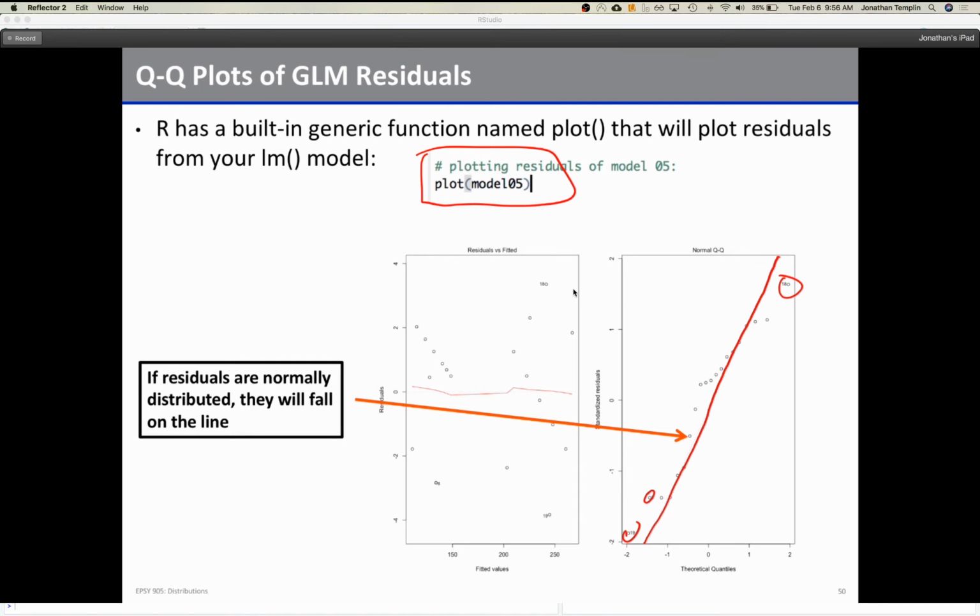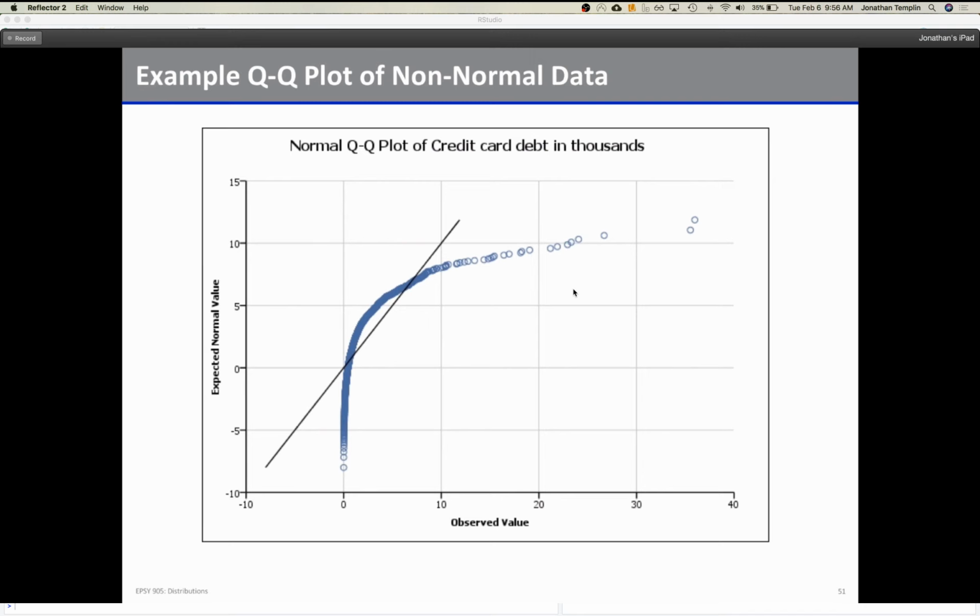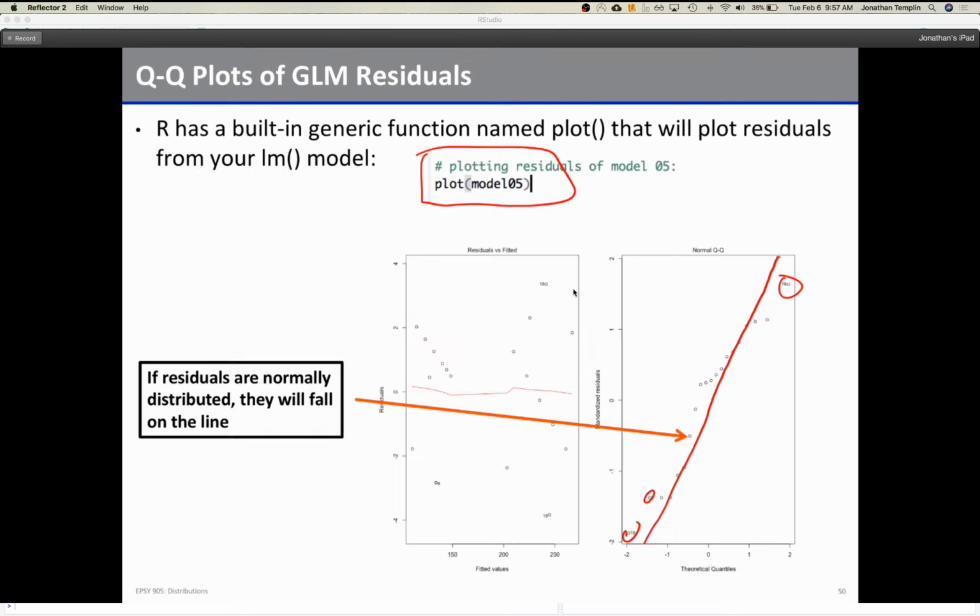If you see a plot, on the other hand, that looks like this, this is credit card debt in thousands, which is a very skewed distribution. The line is where the quantiles should line up, and the dots are where the data happen to be, and you'll see this is absolutely not normal. And that's a typical big violation of normality that you'd see. So QQ plots are great in this regard, and R, sure enough, gives it to you automatically if you just plot your model result from the linear model function.